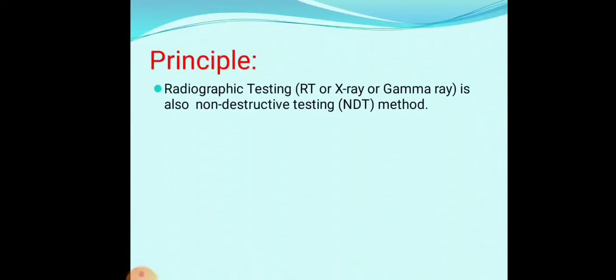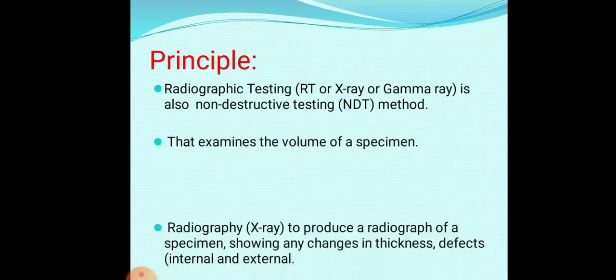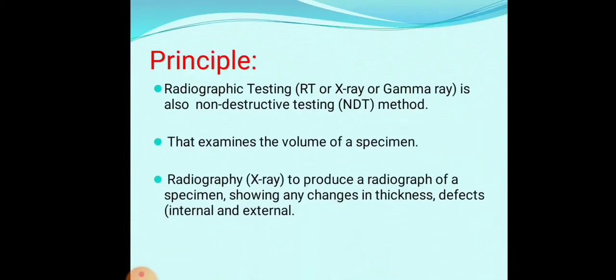Now we are going to see the principles of radiography testing. Radiography testing, or RT, using X-rays or gamma rays, is one of the non-destructive testing methods that is used to find the volume of the specimen. Radiography produces a radiograph of the specimen that shows any change in thickness or defects in the material, whether internal or external.